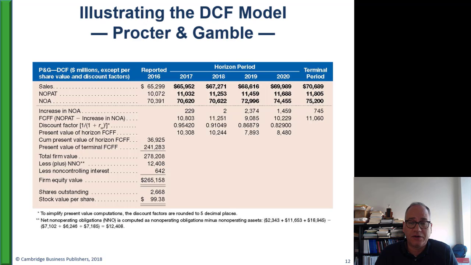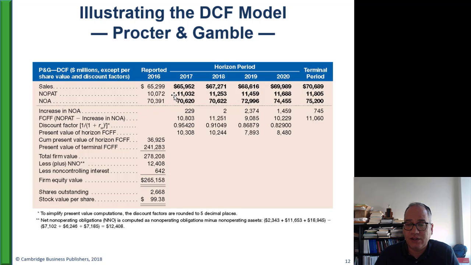So this sounds like a lot of work. This is what the spreadsheet looks like again. So here your horizon period is 4 years. This is Procter & Gamble. And then you have your terminal period at the end of 4 years. And we take NOPAT and NOA, net operating assets, and we compute based on our forecast. Then we compute the increase in NOA. So our free cash flow is NOPAT minus the increase in NOA.